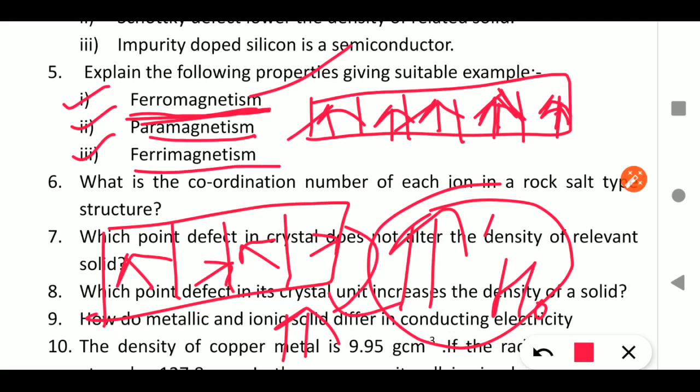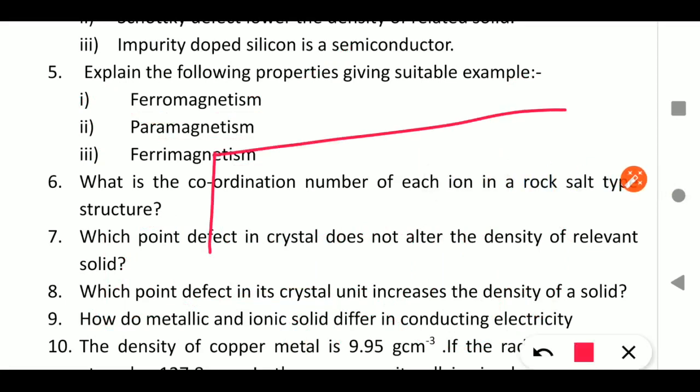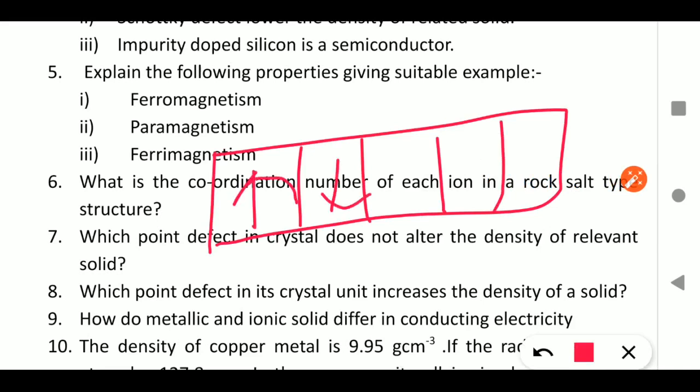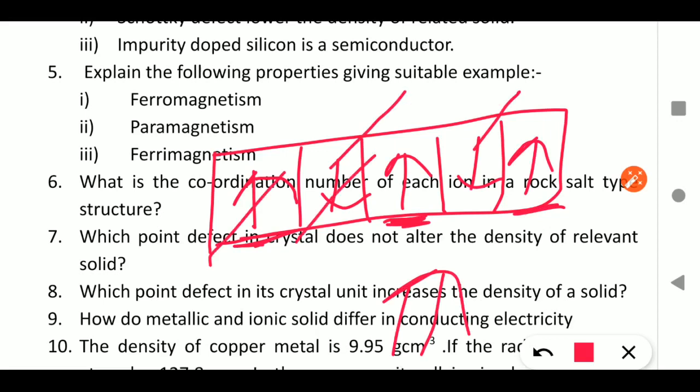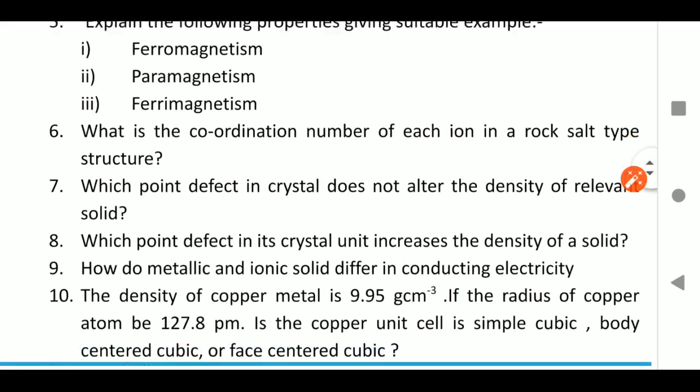And ferrimagnetic, there is an unequal number of parallel and anti-parallel. Like this, unequal means 3 are in the direction of the applied magnetic field but 2 are in the opposite direction, so it will be cancelled by this, but this one is in the direction of the applied magnetic field. So such types of solids have very little magnetic behavior, and are attracted towards the applied magnetic field. For more detail you can watch video number 10.